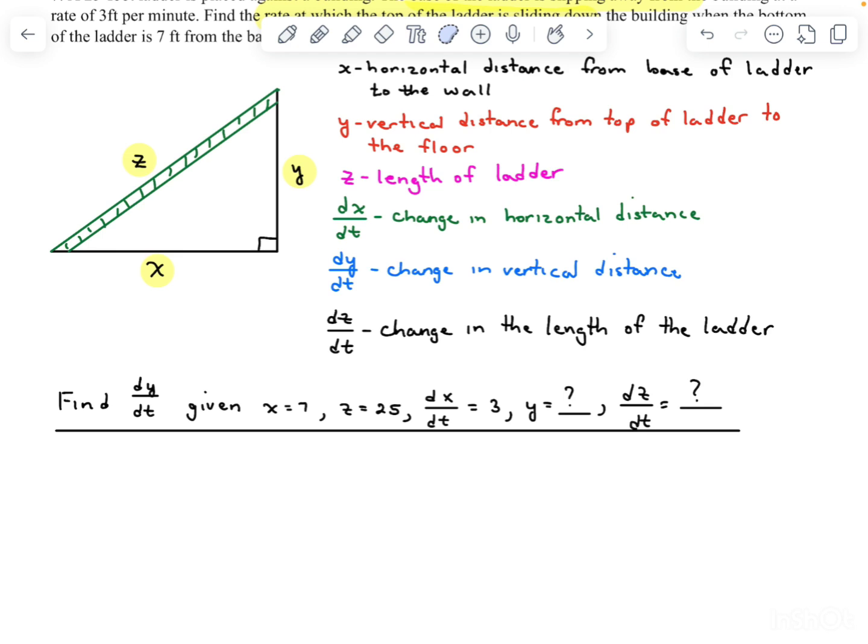To find dy/dt, we need to create an equation that relates the three variables x, y, and z. Since the floor is perpendicular to the wall, the ladder acts like the hypotenuse of a right triangle. So we can use the Pythagorean theorem to find dy/dt.